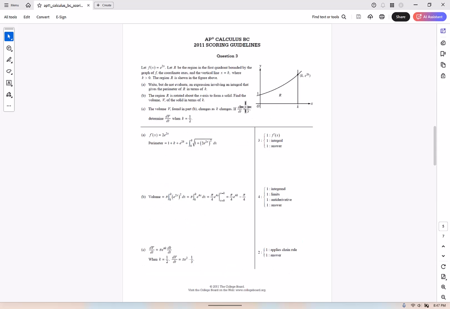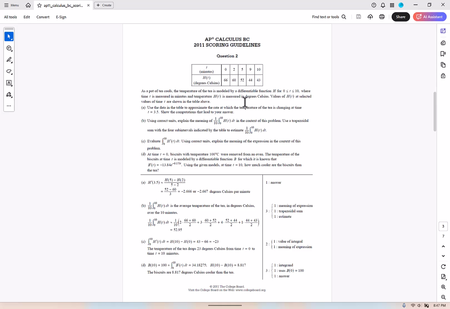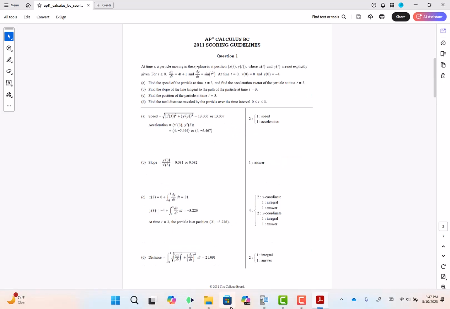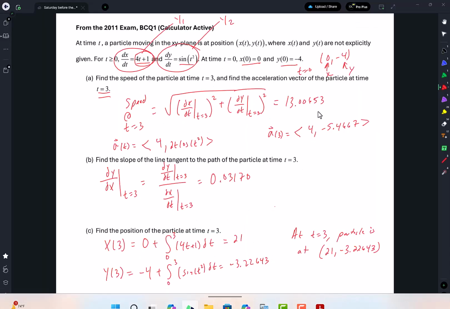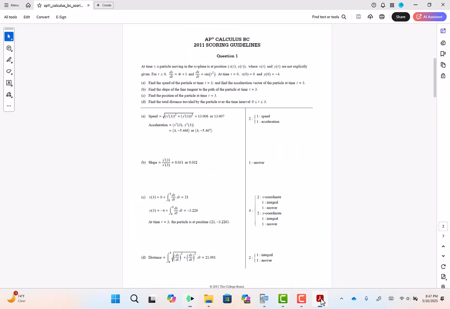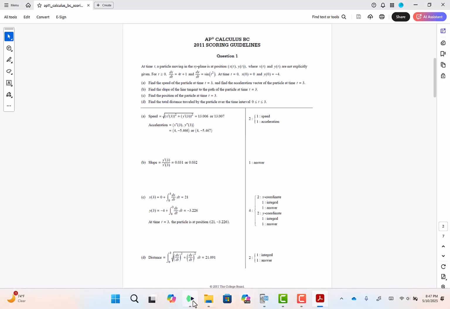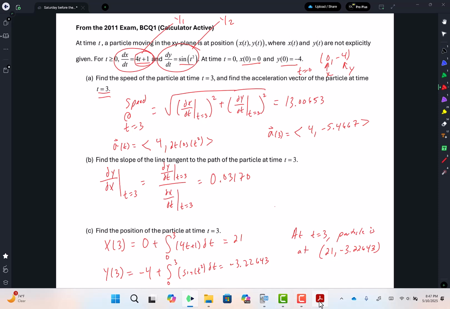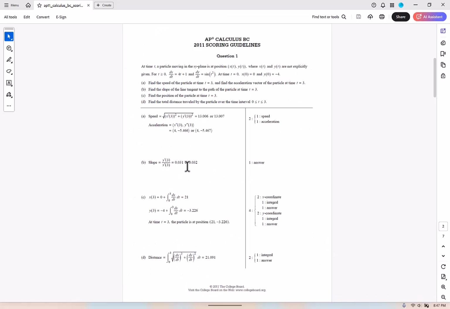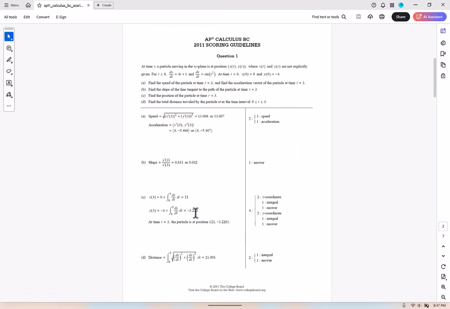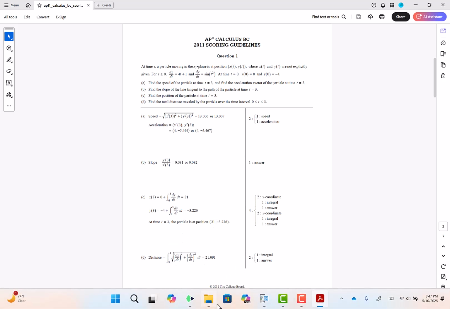This one is question 2. No, question 1. So there it is, 13.006 or 13.007. I think that's what we got. 13.006, yep. And 2 points, 4 comma negative 5.467. Yeah, 5.467. Everything looks good. 0.031 or 0.032. We got that point. 0.031. Good job. 21 and negative 3.226. Yeah, it looks exactly the same. 21. Yeah, we got it down, guys.